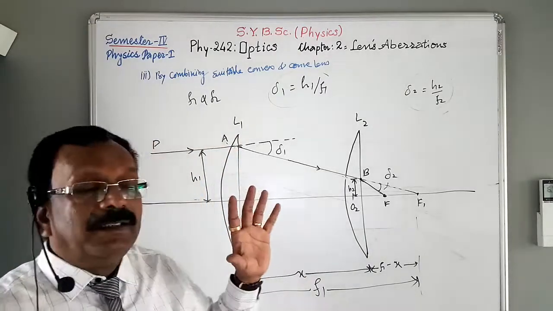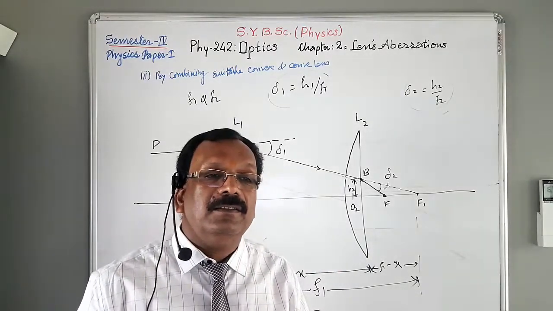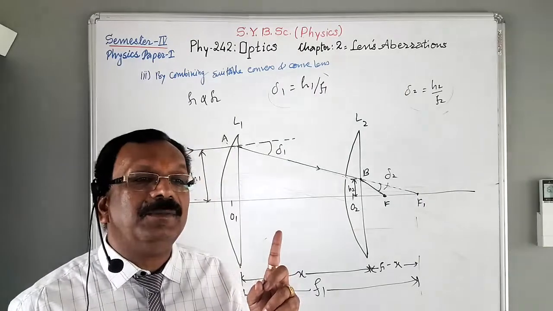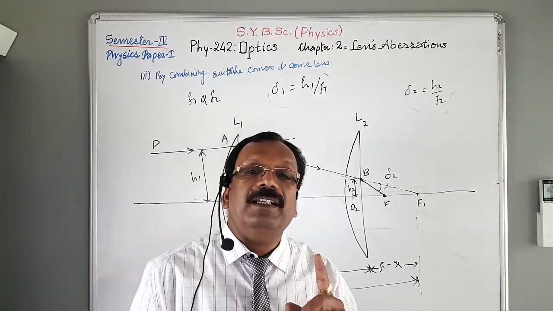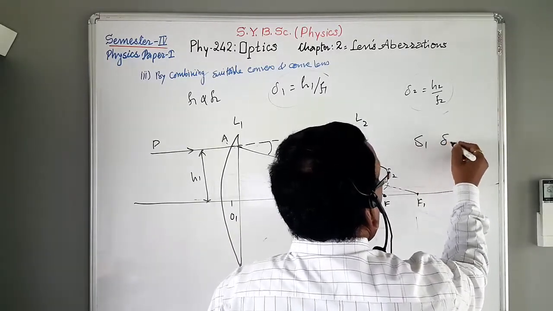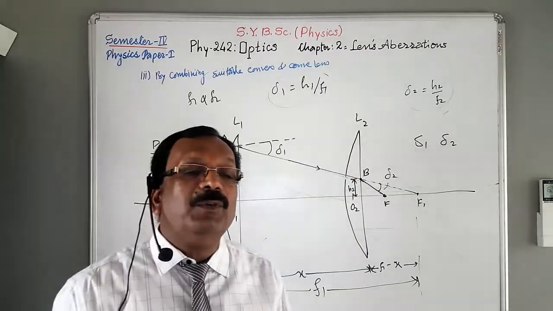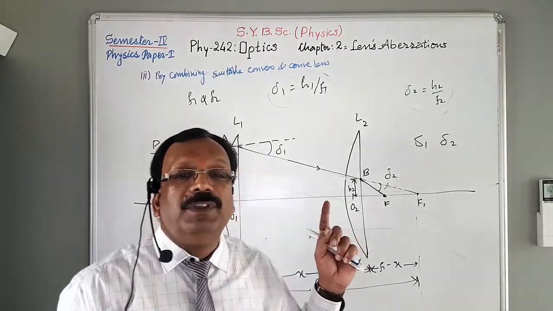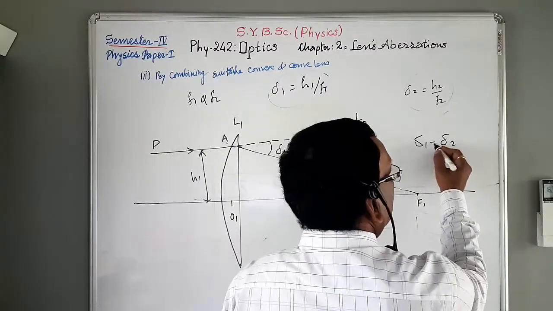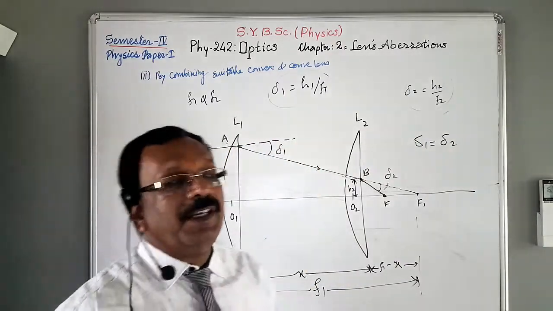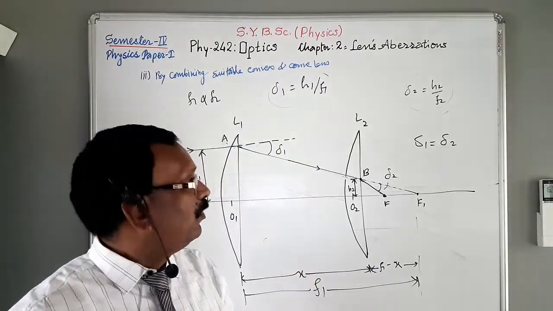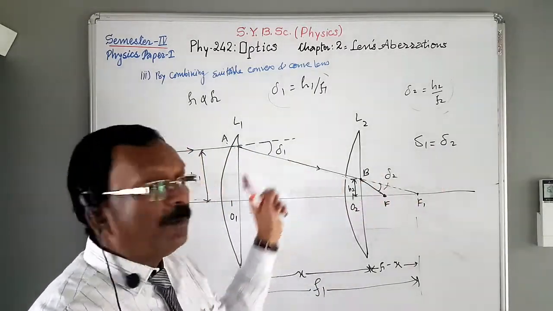Now here there is a certain condition for minimum spherical aberration, and that condition is that deviation delta 1 and deviation delta 2, produced by the two lenses, must be equal. If these two deviations are equal, then spherical aberration is minimum. So in order to see this condition, consider the geometry of the figure.